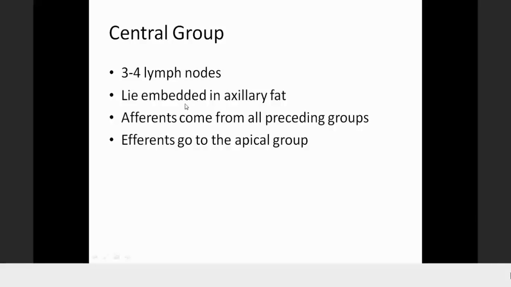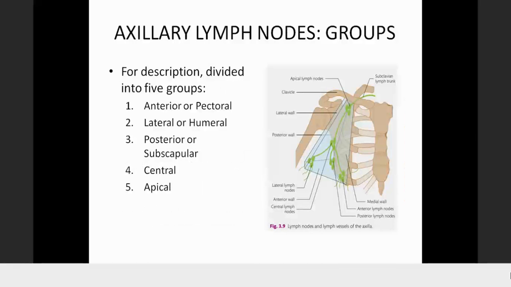Then the central group. In the central group, there are about 3 to 4 lymph nodes and they lie embedded in the axillary fat. If you see in the diagram, this is the central group of lymph nodes, 3 to 4 in number. Comparatively, they are larger, and they drain lymph from the anterior, posterior, and the lateral group. The efferents from these form the afferents of the central group. Okay.